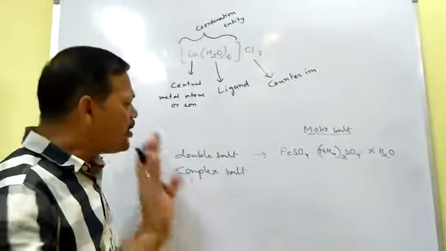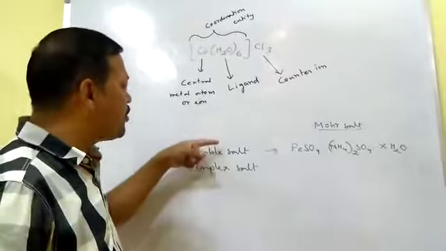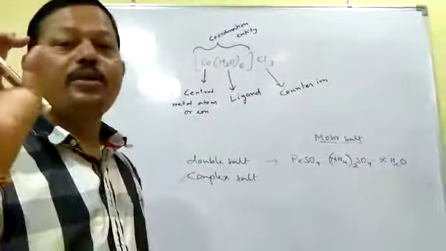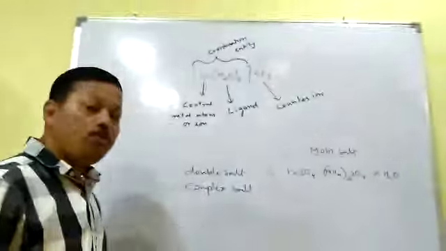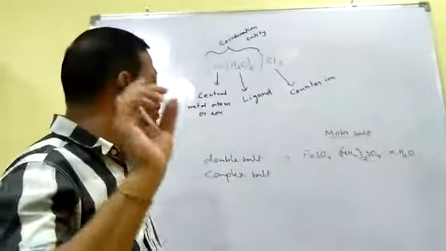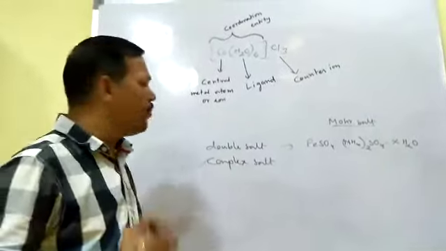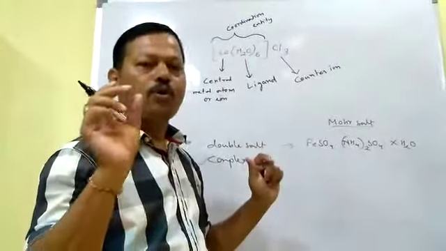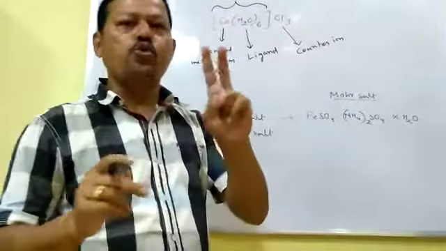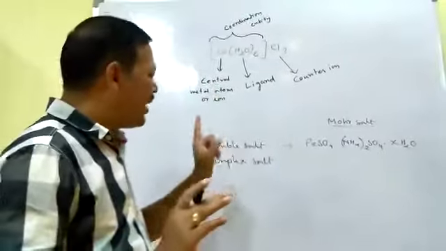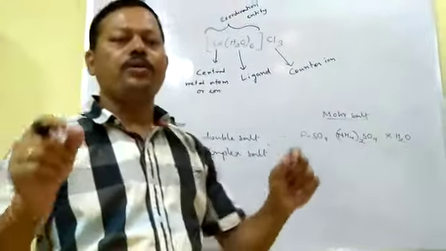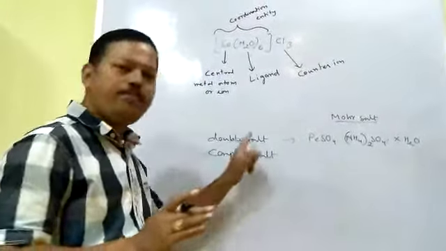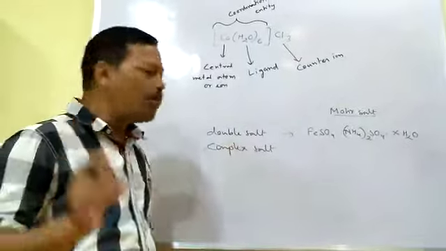And there are some differences between this double salt and complex salt. This is very important for exam. What are the differences between double salt and complex salt? If you want to write the points of difference, you can write the first point: double salts are formed when we mix two salts in equimolar amount, and complex salts are formed when two salts are mixed in unequimolar amount. That is one of the points of difference between double salt and complex salt.